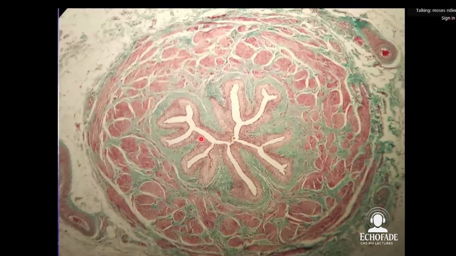Urine passage is not a continuous flow. Urine actually enters the urinary bladder in jerks, because of peristaltic contraction of the ureter, which extends all the way to the urinary bladder. So that is what we have as the structure of the ureter.